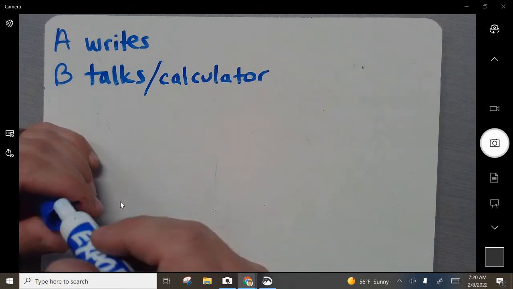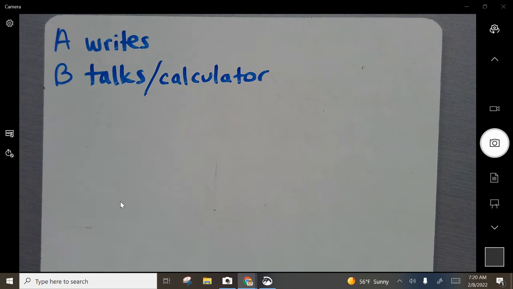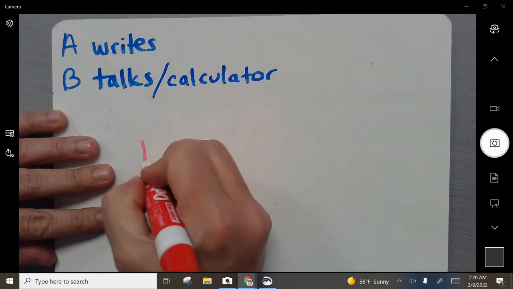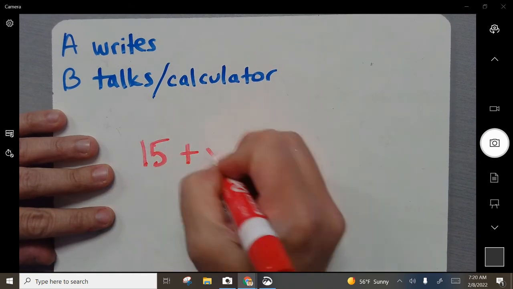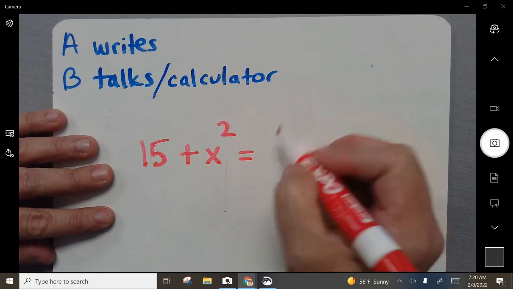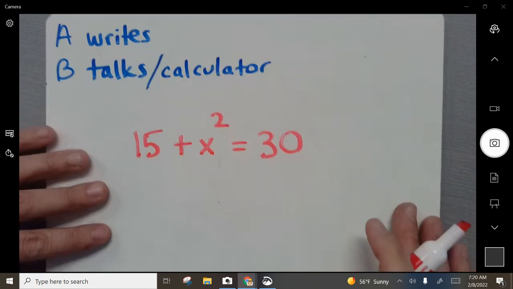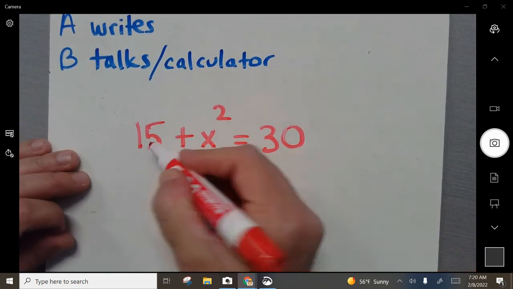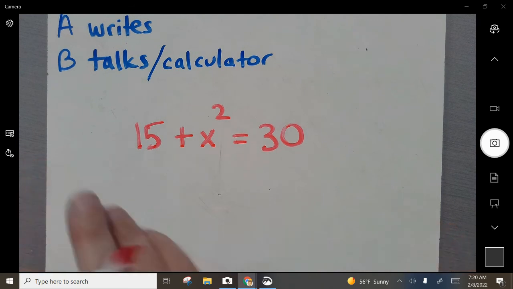So here's your first problem. Let's see how you guys handle this. I'm looking at your exit ticket. A lot of these questions are going to be from your exit ticket too, okay? And let's just say, I'm going to make up some, I'm going to say 15 plus x squared equals 30. Why don't you write that down? A, look at your partner and say, what do I do? Use your calculator if you need to. Use your notes sheet if you need to. Go for it.